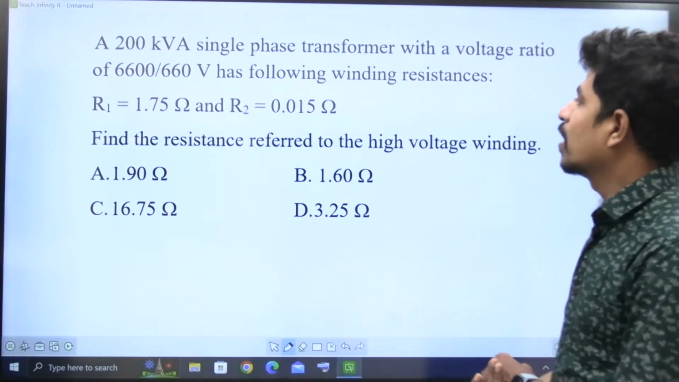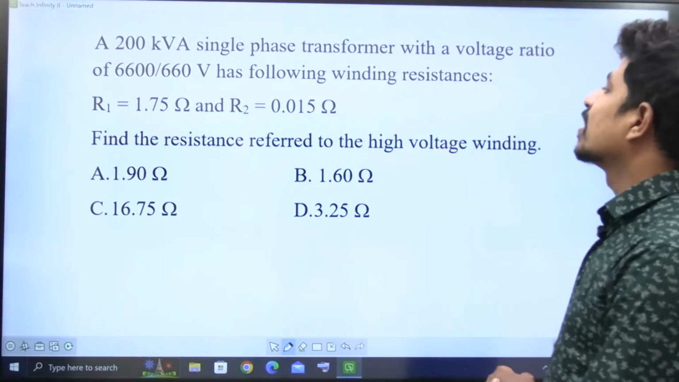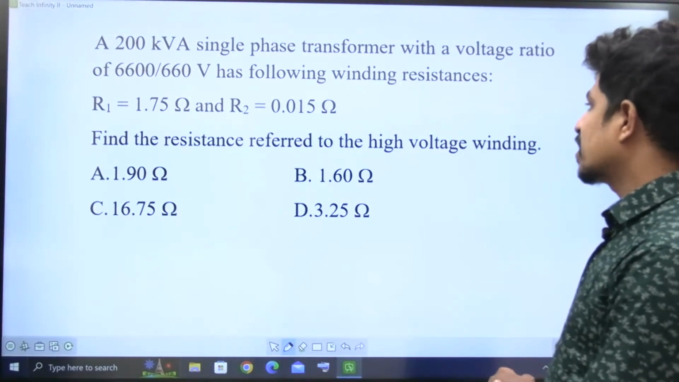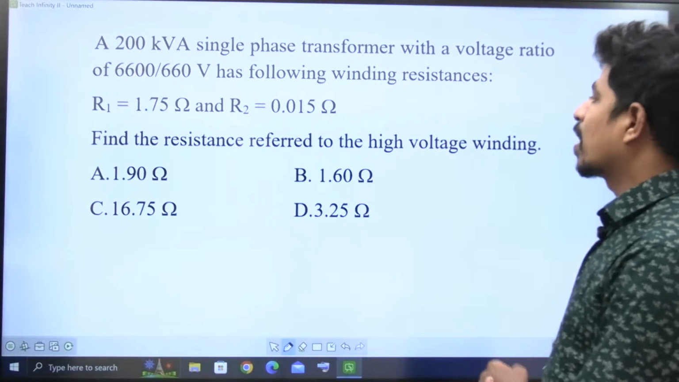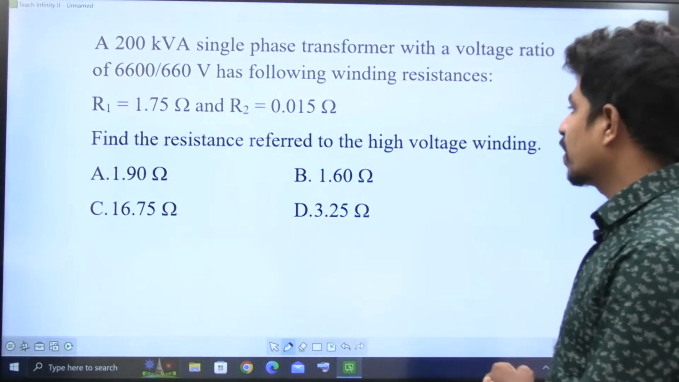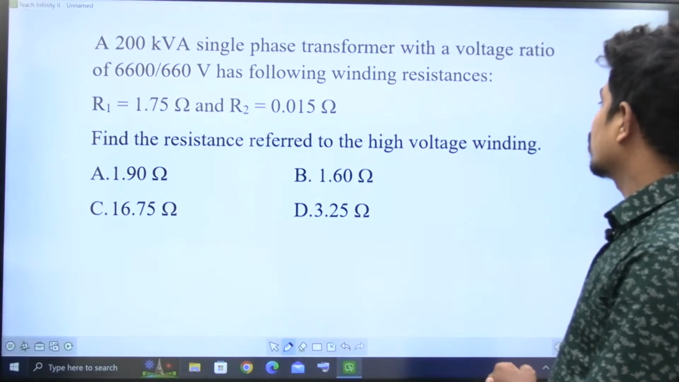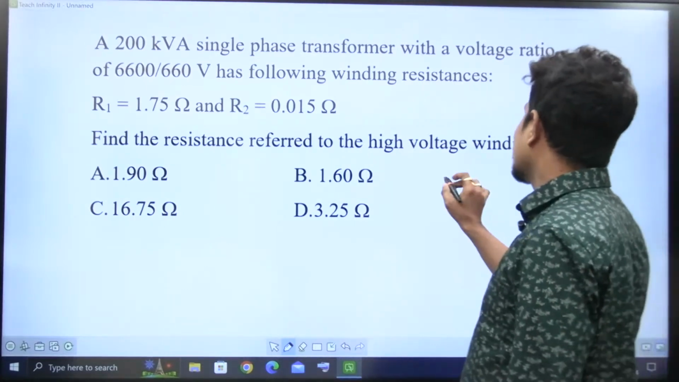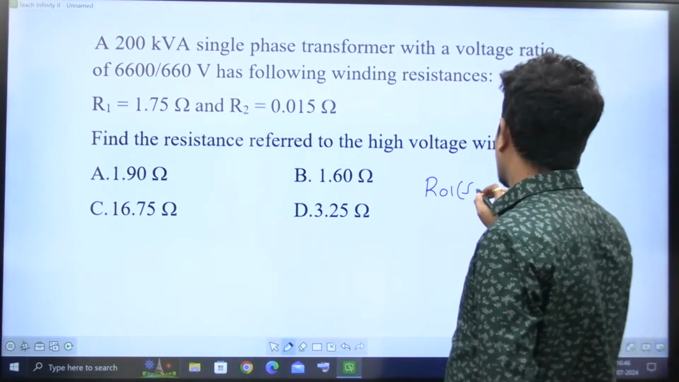Next question. A 200 kVA single phase transformer with a voltage ratio of 6600 by 660 volts has the following winding resistances. R1, primary winding resistance, is 1.75. R2 is 0.015. Find the resistance referred to the high voltage winding. Means he is asking R01 in ohms.